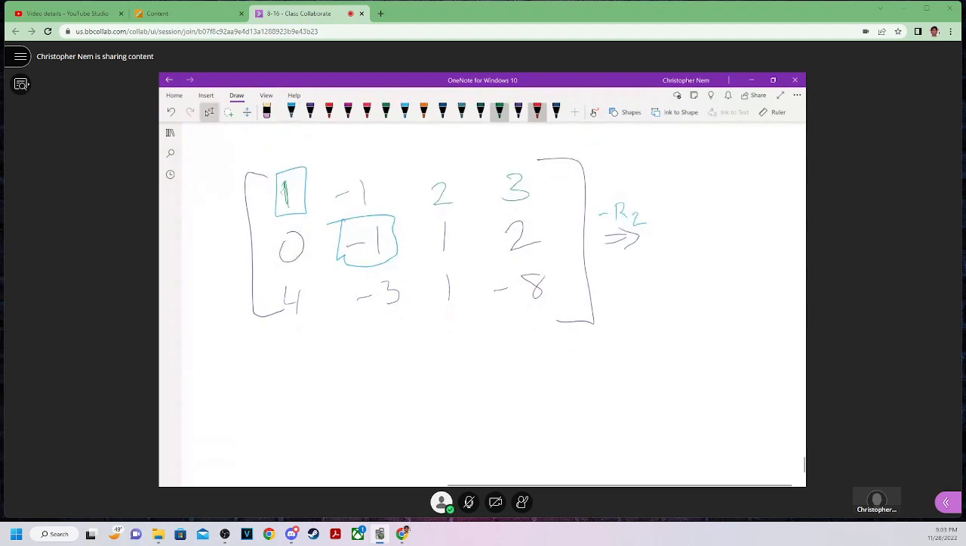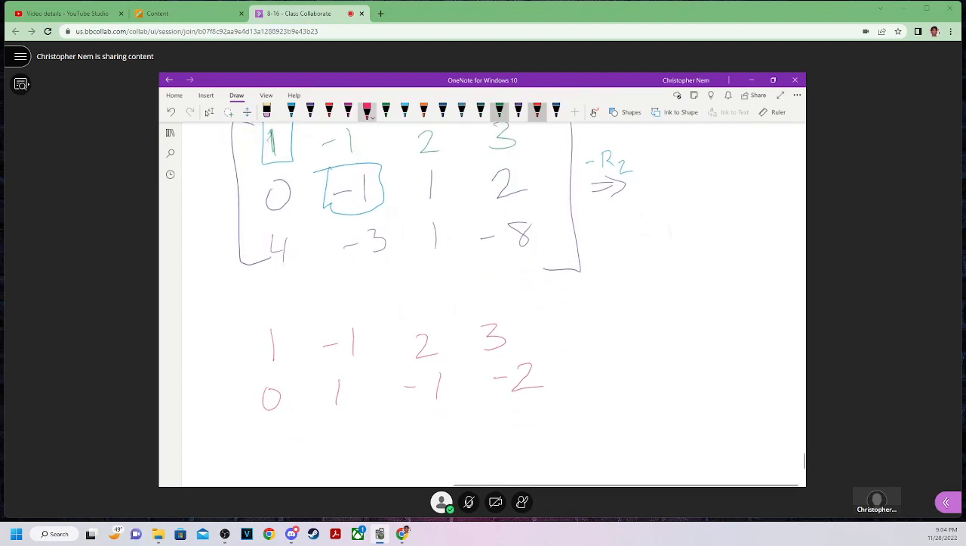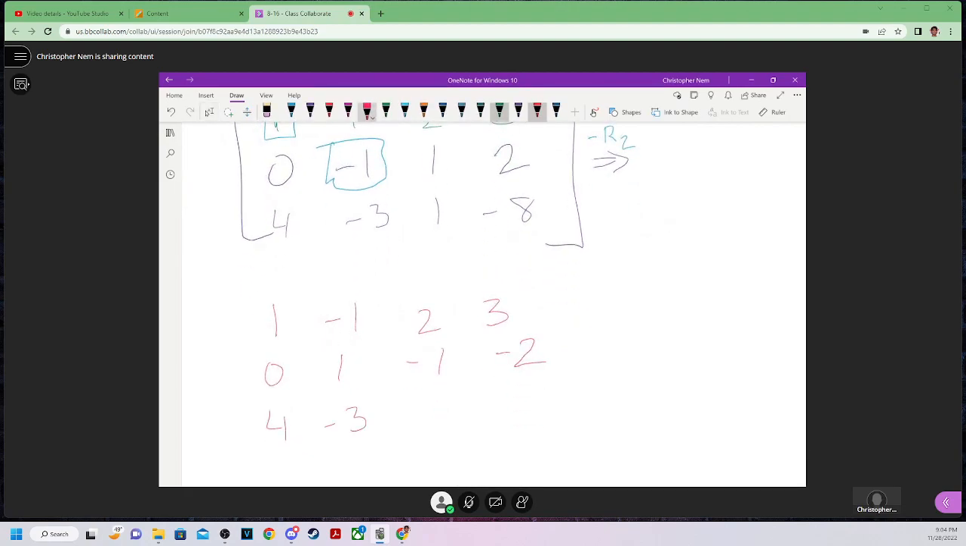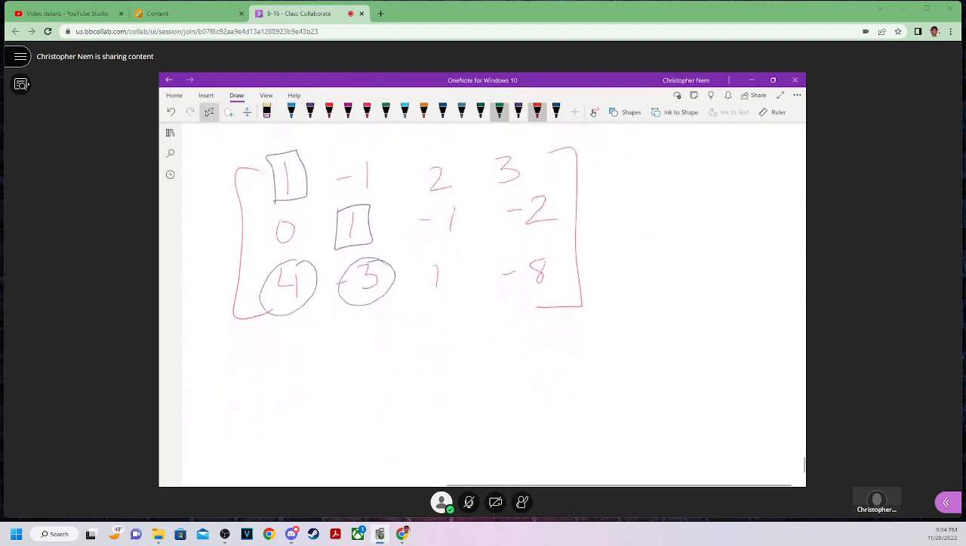If I do so, I will have 1, negative 1, 2, 3, 0, 1, negative 1, negative 2, 4, negative 3, 1, negative 8. So this is good to go. Now I need to turn these guys into zeros. Everything to the left of these ones has to be zeros because the 1 has to be to the right. So to do this, I'm going to delete the 4 first.